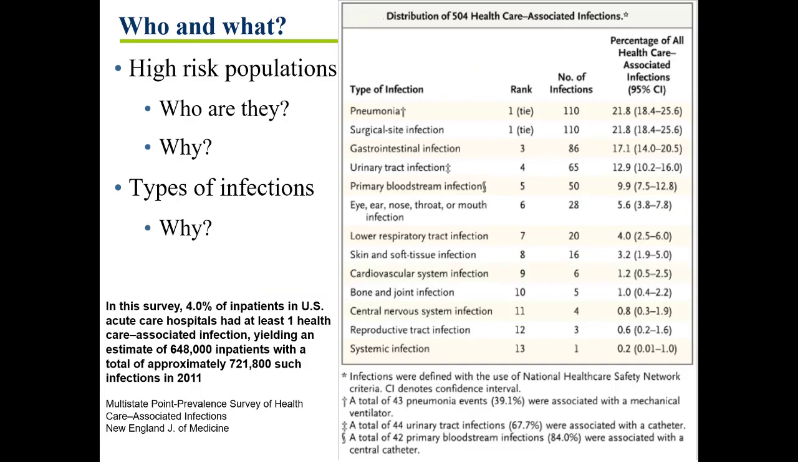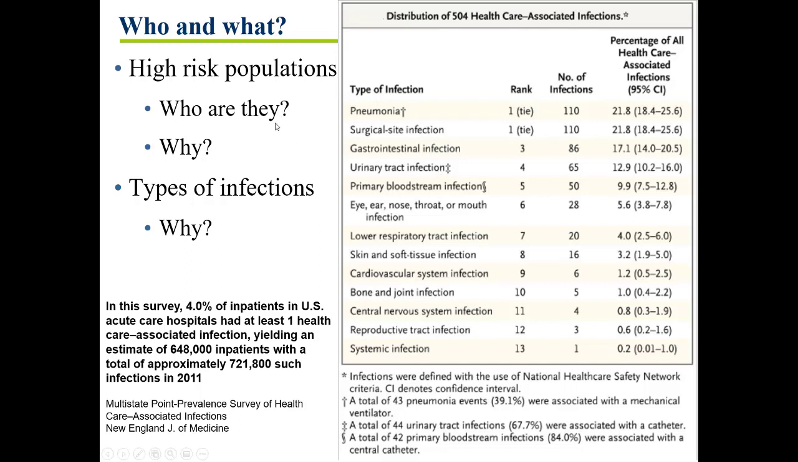This is a study looking at hundreds of HAIs, and I just wanted to point out the top 3, actually top 4 here. Pneumonia, surgical site infections, GI tract infections, and UTIs.